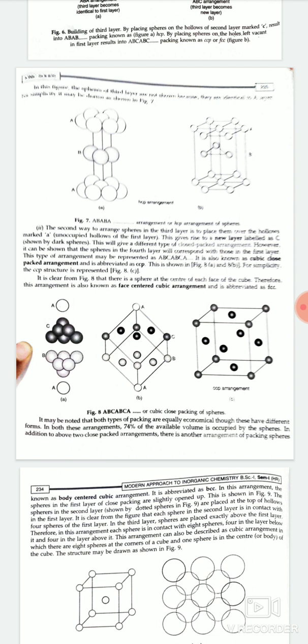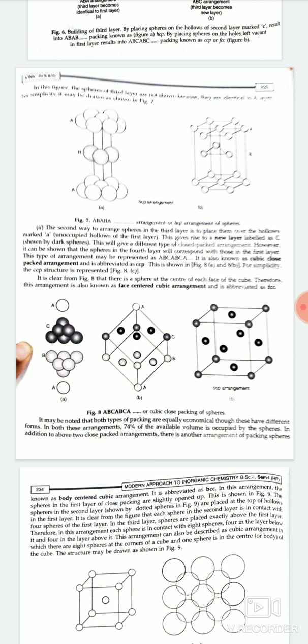The second way to arrange spheres in the third layer is to place them over the hollows marked A, the unoccupied hollows of the first layer. This gives rise to a new layer labeled C, shown by dark spheres. This will give a different type of close pack arrangement. However, it can be shown that the spheres in the fourth layer will correspond with those in the first layer. This type of arrangement may be represented as ABCABCA. It is also known as cubic close packed arrangement and is abbreviated as CCP.